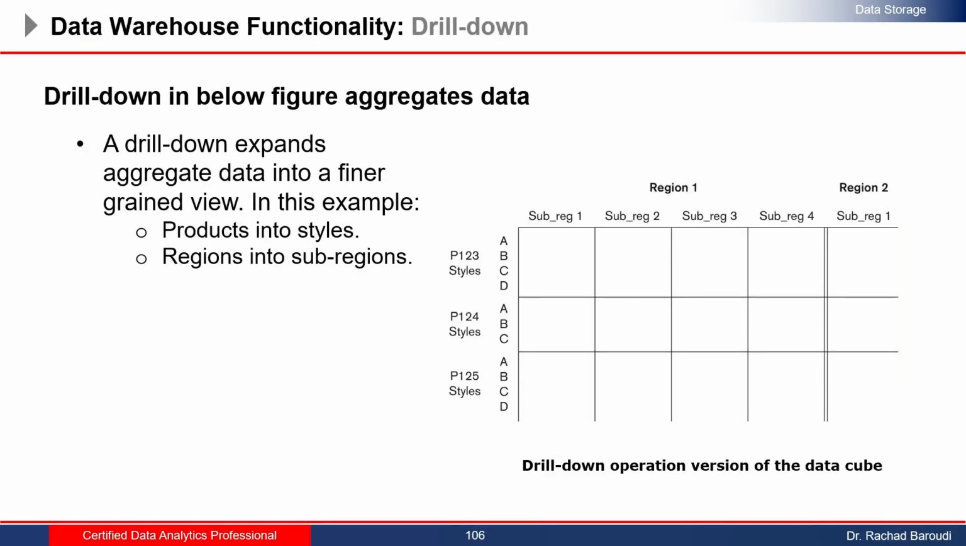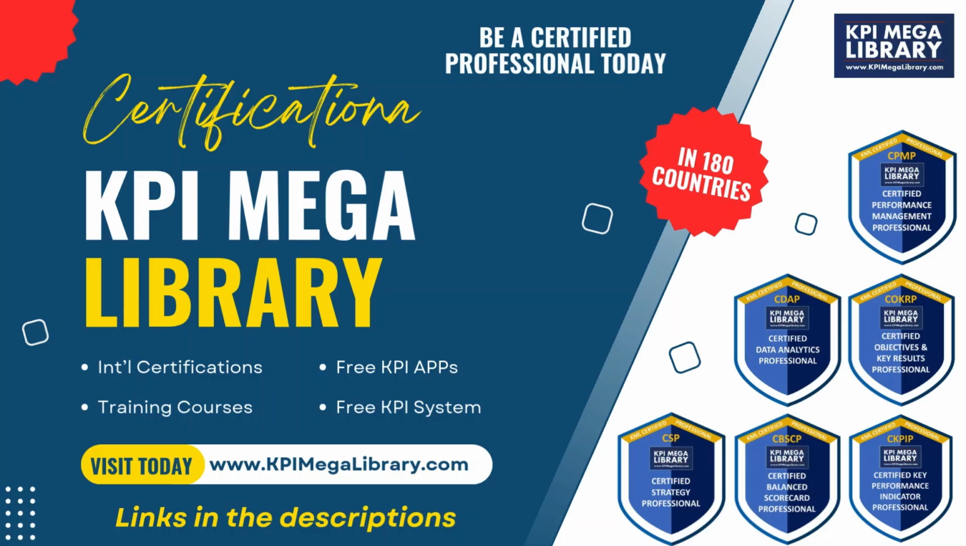Another example about the drill down, which is just the opposite. In the below figure, drill down aggregates data. So in this case, you can expand aggregate data into finer grained views like product into styles, vertically shown here in the figure. So you go from product to styles, A, B, C, D, or regions. We used to talk about whole region. Now we can talk about sub-regions.